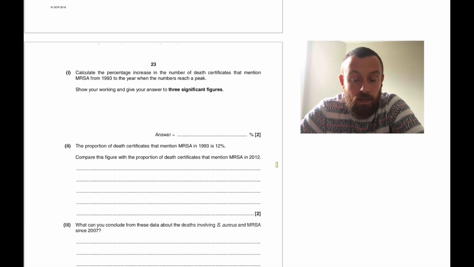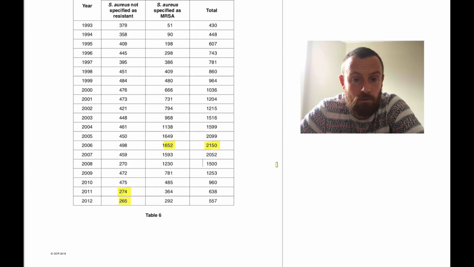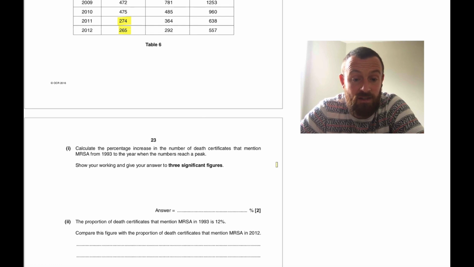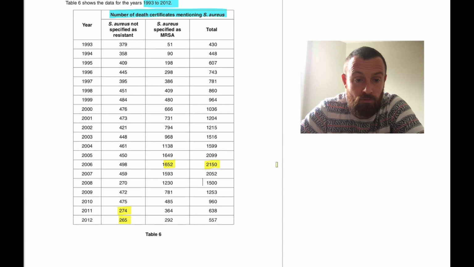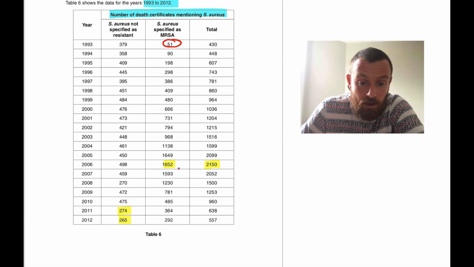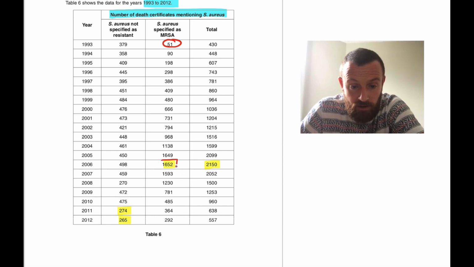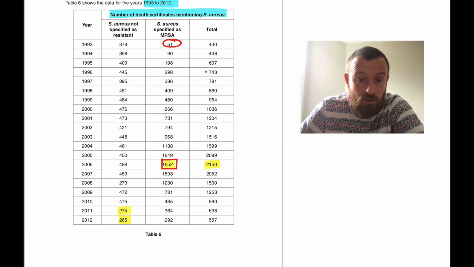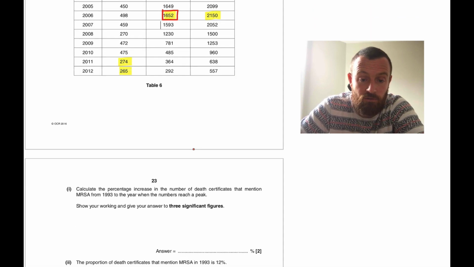Number of deaths. Okay, so this is the number of death certificates that mention MRSA. Okay, from 93 to the year when the number reaches a peak. So let's find those numbers. So 93 is 51, and the year when they reach a peak is 1,652. So what is the percentage increase from 51 to 1,652?